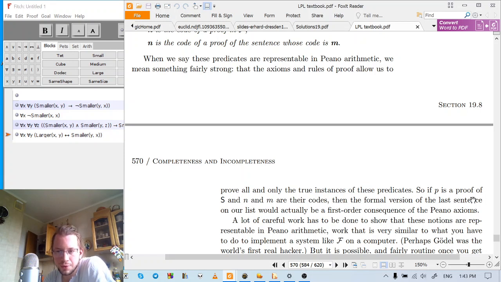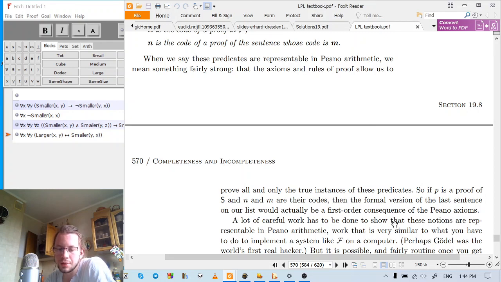N is the code of a proof, P is the proof, and M is the code of S, and this is the formal version of the last sentence in our list. Now that list, N is the code of a proof of the sentence whose code is M, would actually be a first order consequence of the P&O axiomata.